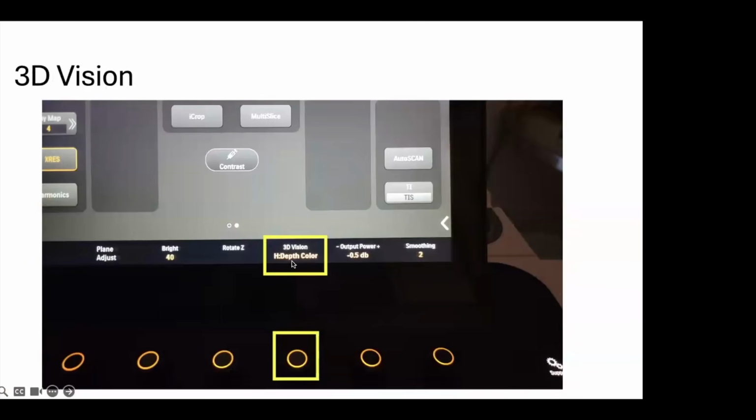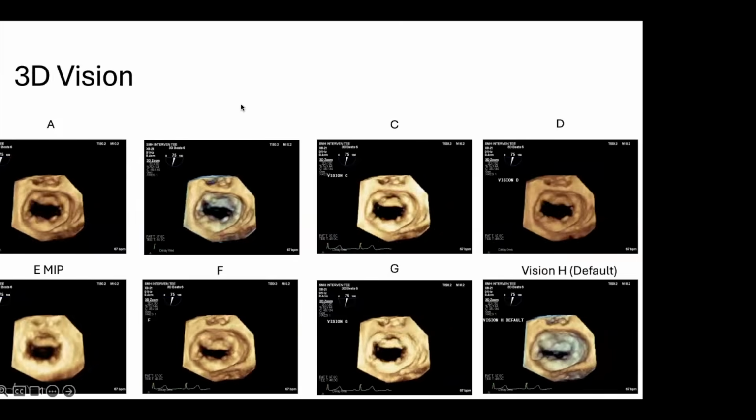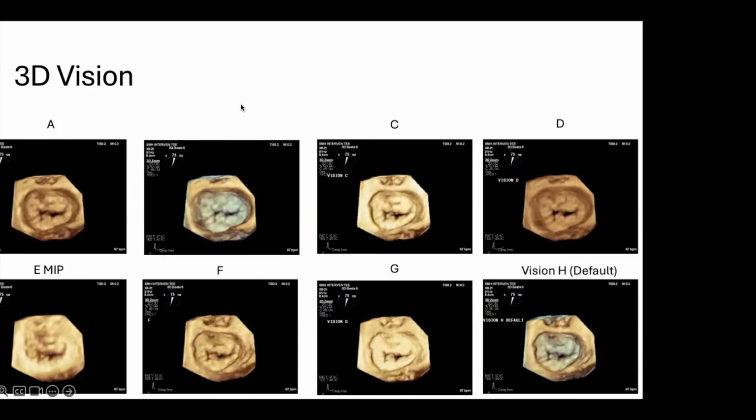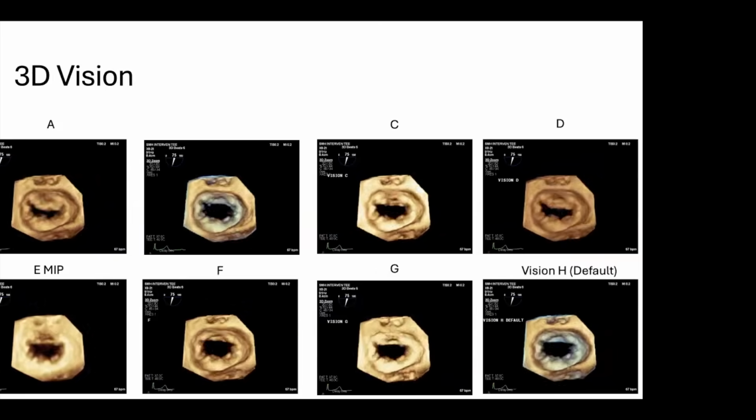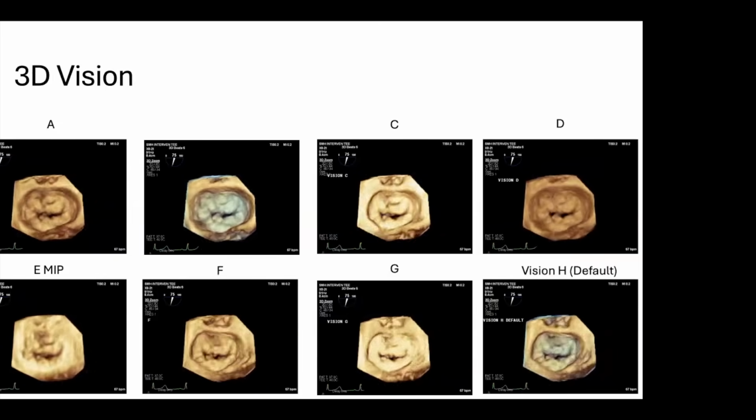And then likewise, there's this 3D vision knob, and I show it just for awareness, but again, this is something that I never really touch. So what does this do? This changes the 3D image to have these different shades of brown. The default is this vision H. I never change this, but just to be aware that it's there.